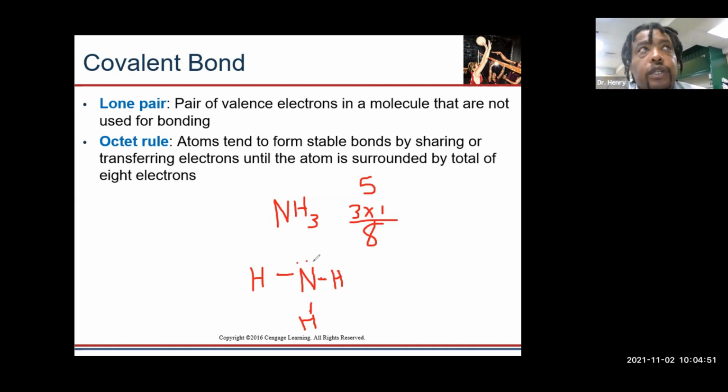So this is what it would look like. It has 1 lone pair, and then it has 3 bonds, 1 to each hydrogen.